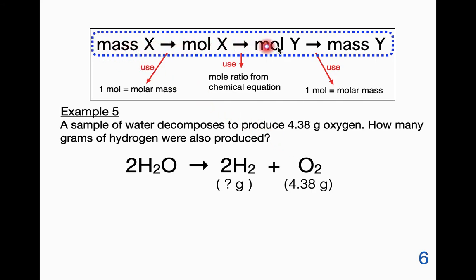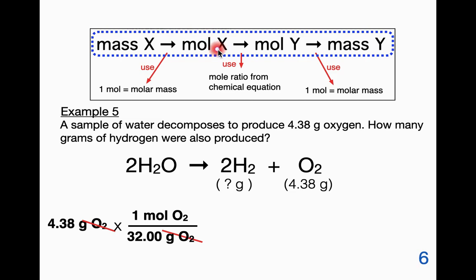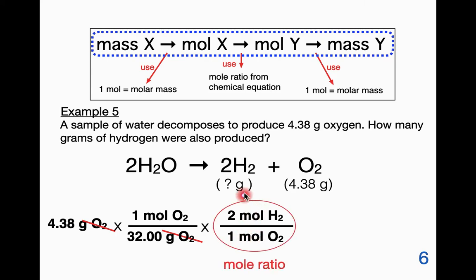So this is a full mass calculation. We're given the 4.38 grams of oxygen. We need to cancel out the grams of oxygen. So 1 mole of oxygen is 32.00 grams. Remember, O2 is 2 oxygen atoms, so it's twice the molar mass of oxygen. That would give us moles of oxygen, but now we need to convert it to moles of hydrogen. In our balanced equation, our mole ratio, for every 1 mole of oxygen, we will make 2 moles of hydrogen. So 1-to-2 ratio. Moles of oxygen cancel out. And so we would be here now.